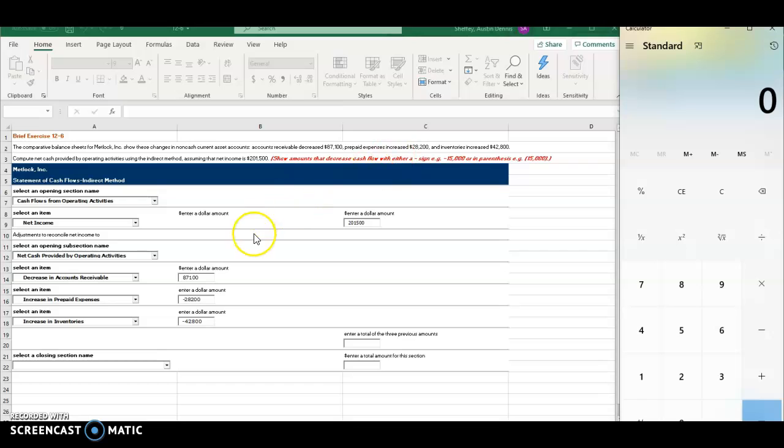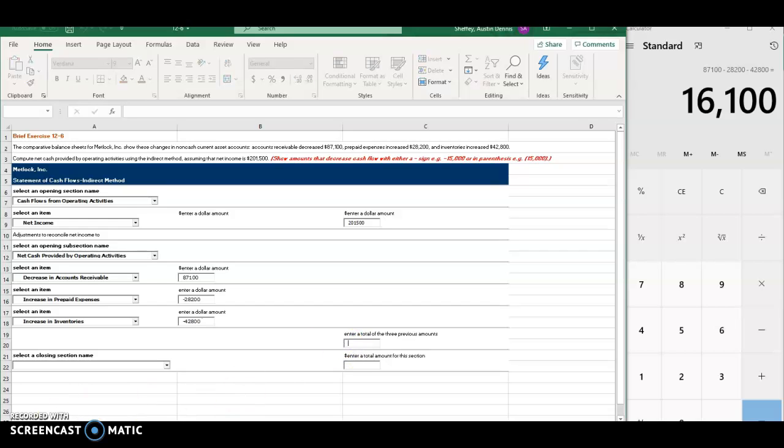So let's add that up. 87,100 minus the 28,200 from the increase in prepaid expenses, and then minus the increase in inventories, which for me equals 16,100.